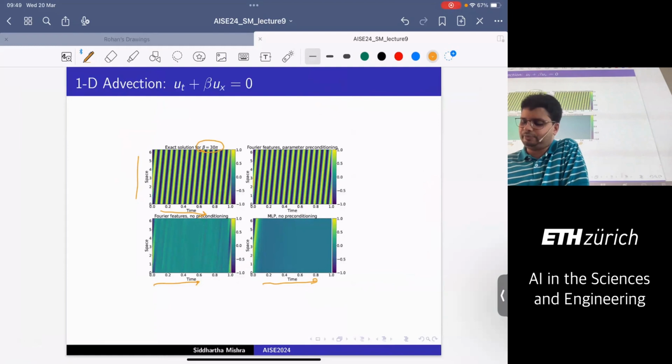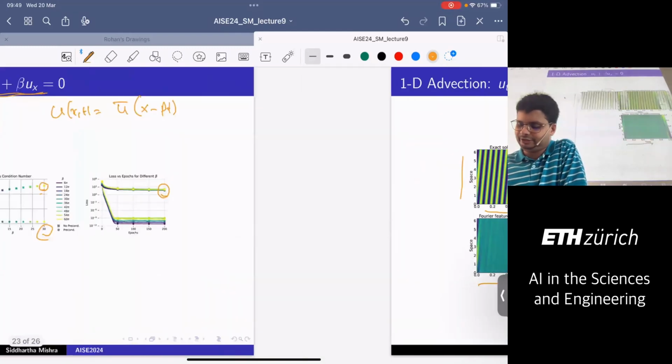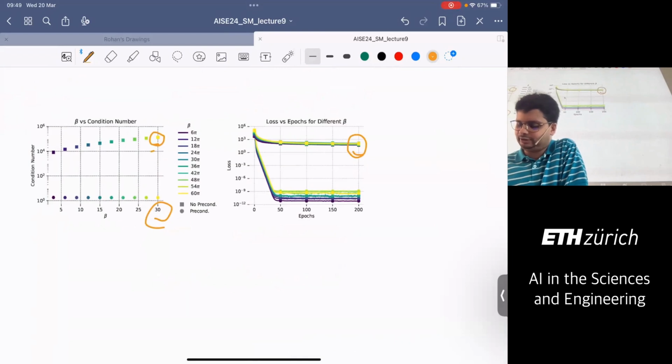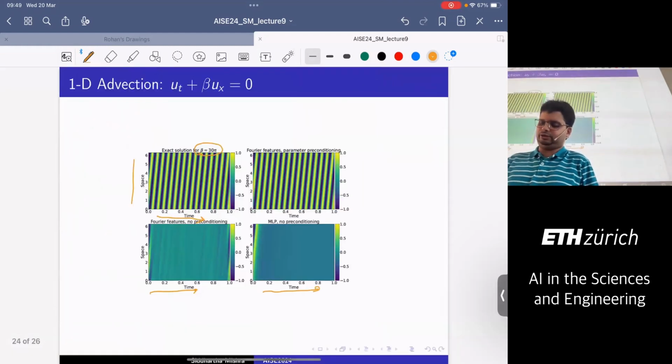But then, of course, if you precondition, and in this case, you know exactly how to precondition this, you just divide with the right quantity, then it works like a charm. You can see here that the loss within 50 epochs is already at machine precision. So this works quite well. And you also see here that even if the speed of advection is large, this failure mode has been addressed. So preconditioning really works for this simple problem.